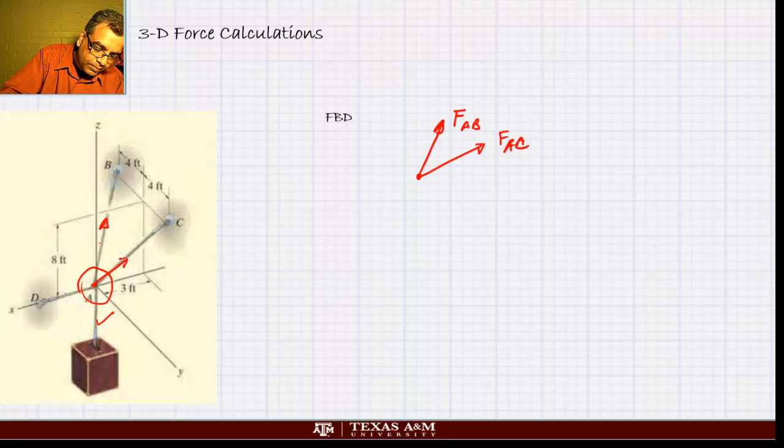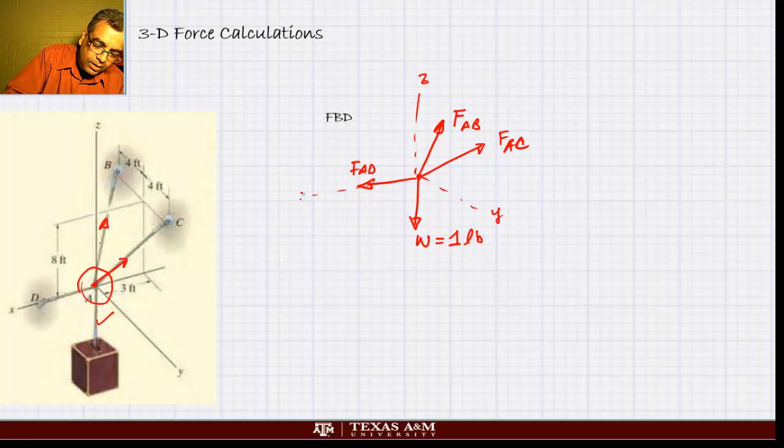That's this one. And then FAD going that way. And then W crate, which is equal to 1 pound. And my coordinate system is going to be Z, Y, X. Right? You got the idea, right? So now we have to find these forces.